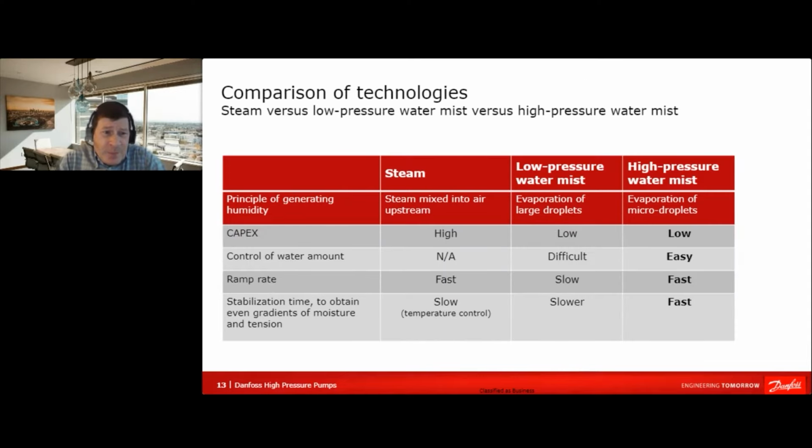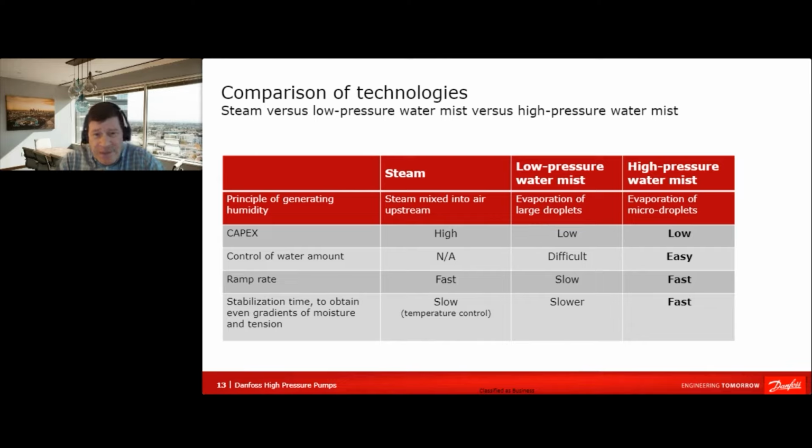Then some comparison of these different systems. CapEx means investments for steam. For example, nowadays steam is, even if the equipment and maintenance is expensive, also the price of the energy is high nowadays. So it's a rather expensive system to use. Low pressure system, of course, is relatively cheap to build up, but the results are not so good. And if we compare the high pressure system, we still say that it's a relatively low price system.